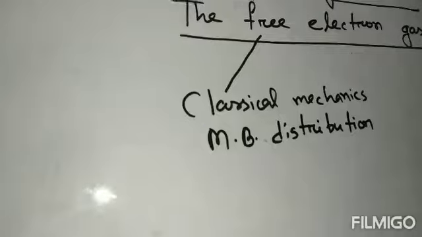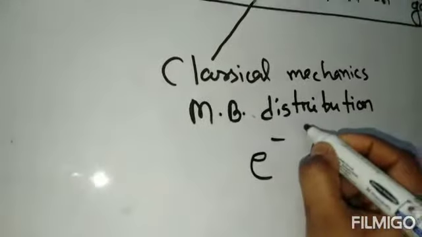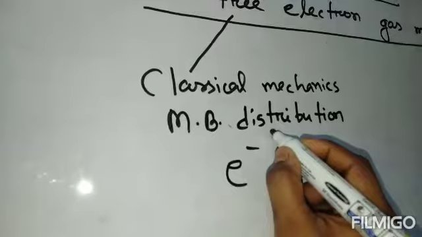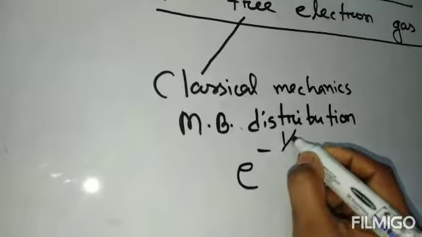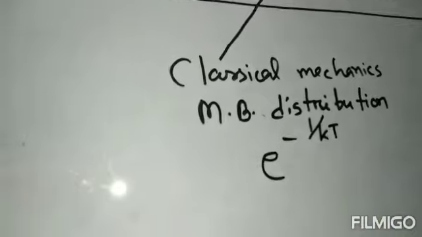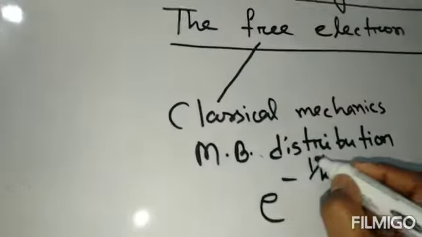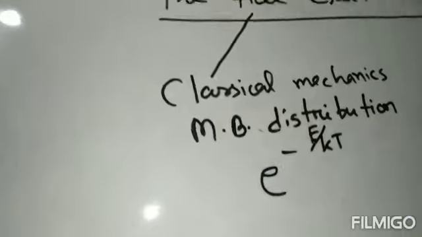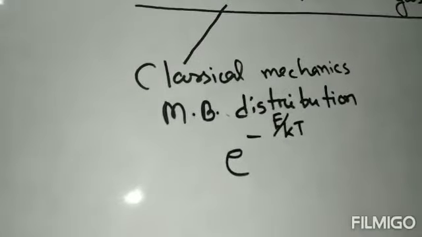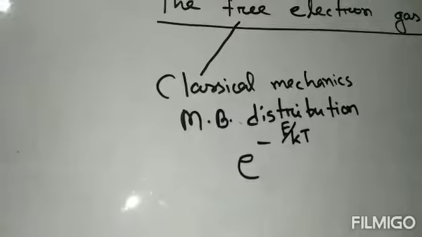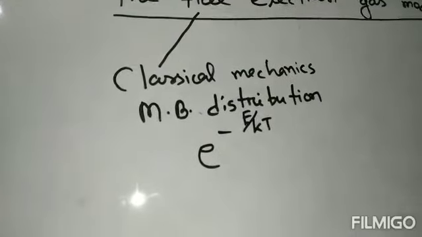In this distribution, the factor is exponential of minus E by kT, which is a function of energy. This factor, a function of energy, appears in the Maxwell distribution.